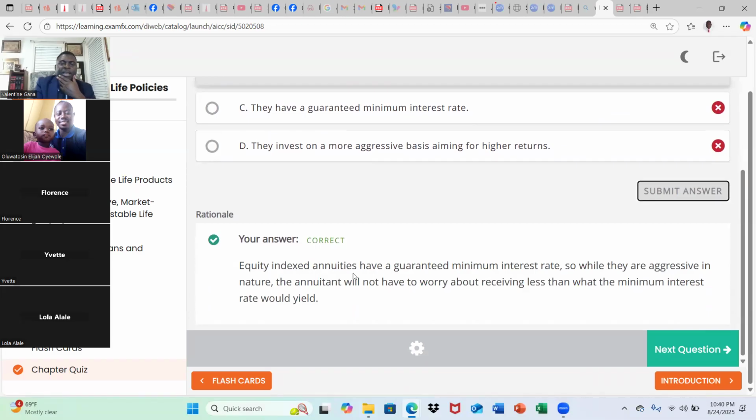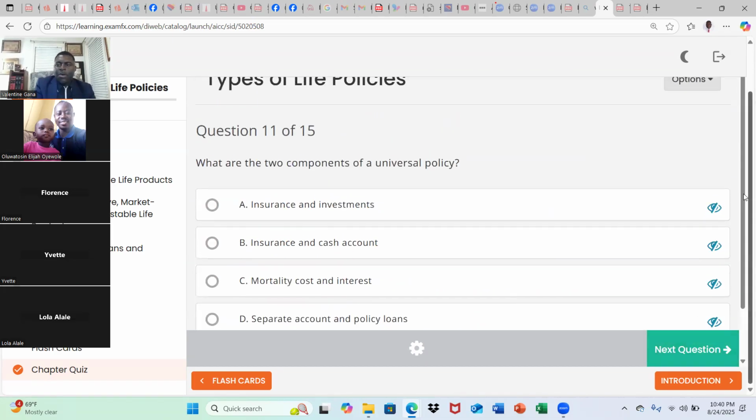So equity index annuities have a guaranteed minimum interest rate. So while they are aggressive in nature, the annuitant will not have to worry about receiving less than what the minimum interest rate would yield. So 4 more to go and we're done.